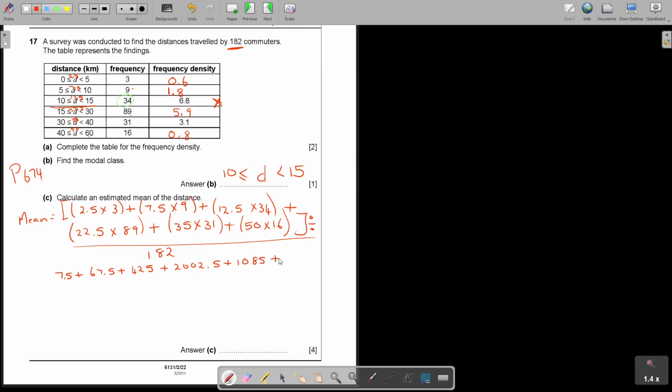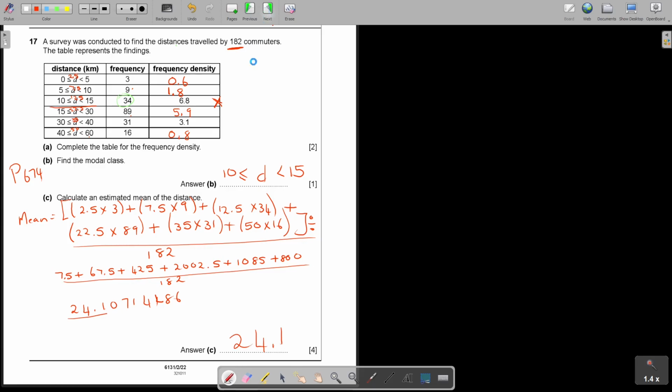1085 plus 800, and I divide it by 182, and I get on the calculator 24.10714286, and then if I approximate to 3 significant figures, then it's 24.1. That is really scoring marks. Really, you have to get those marks.